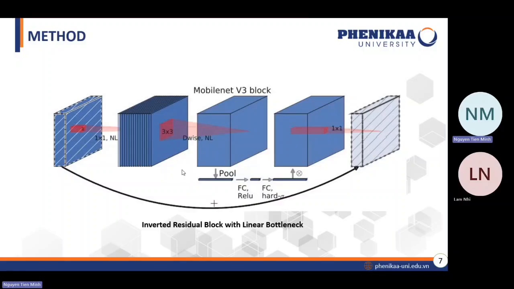Afterwards, a one-by-one convolution reduces the channel dimension back to a smaller size, forming a linear bottleneck that preserves essential information while minimizing redundancy. Finally, when the input and output dimensions are consistent, a skip connection is added, enabling residual learning and improving gradient flow during training.